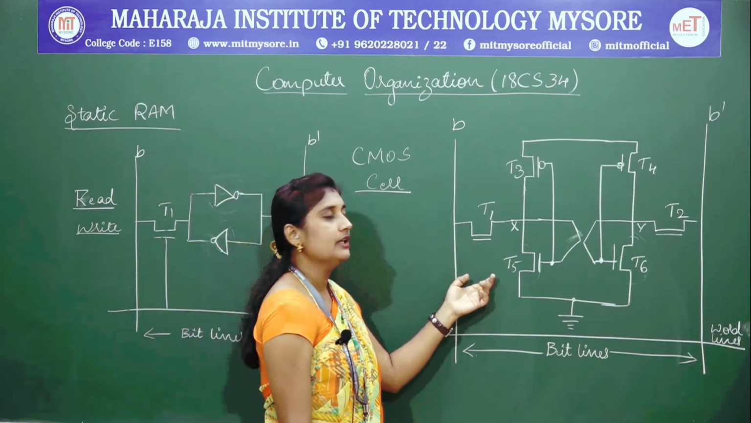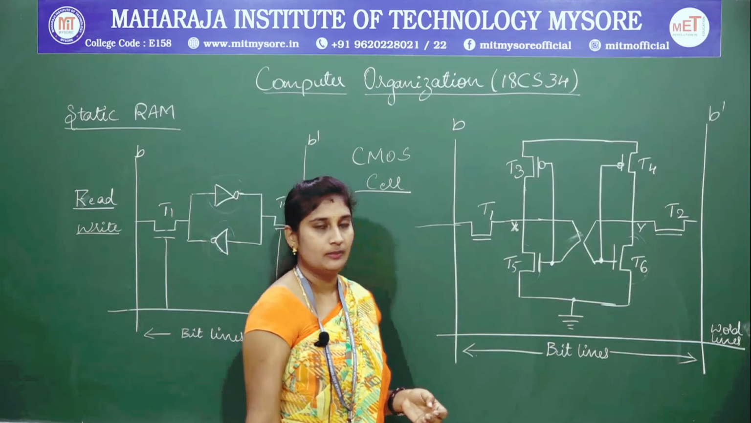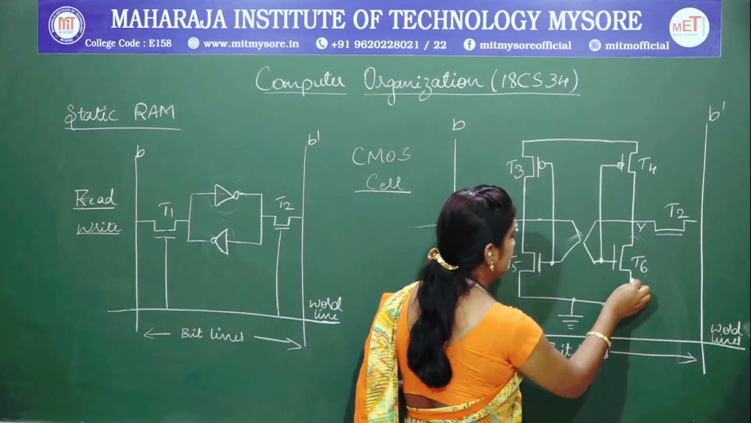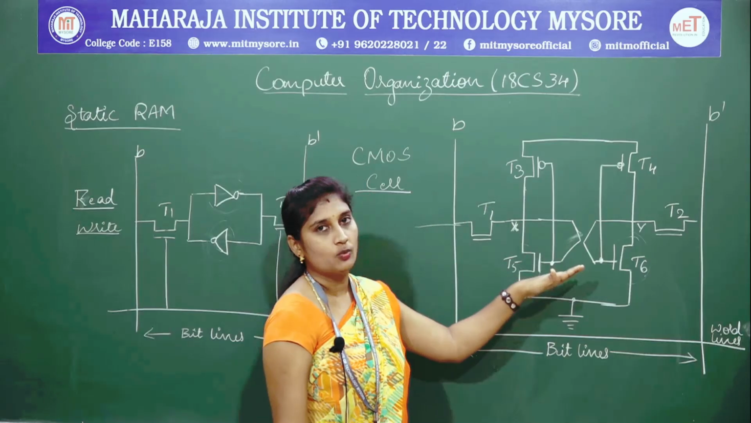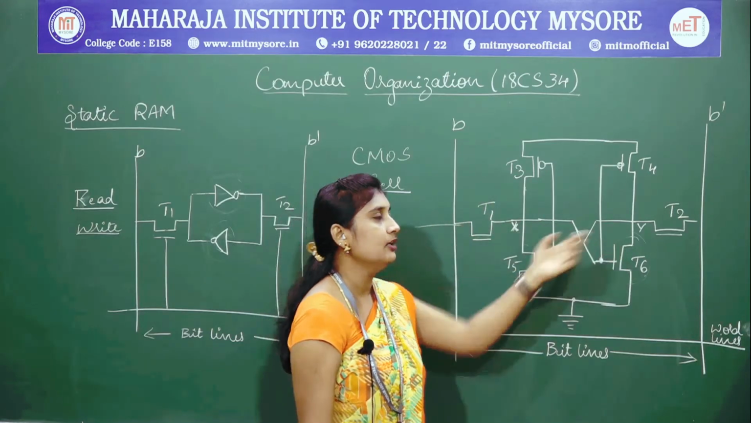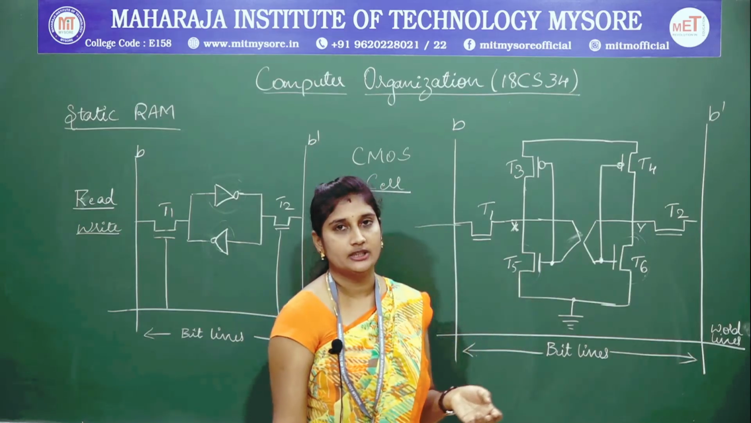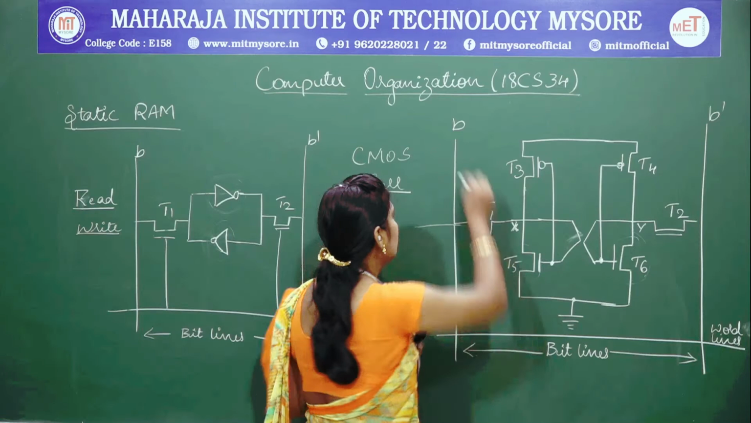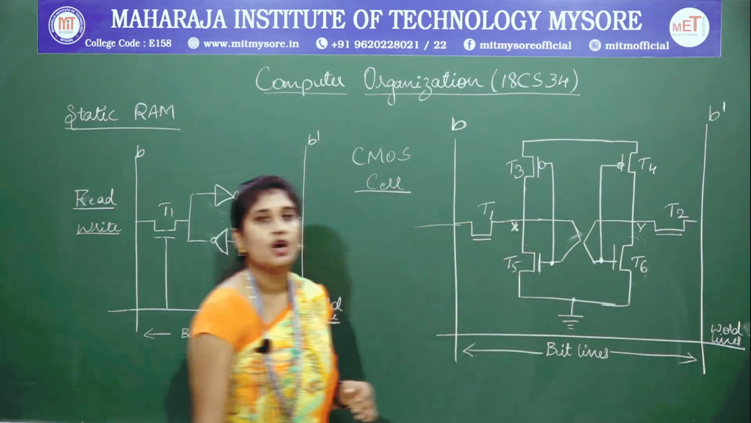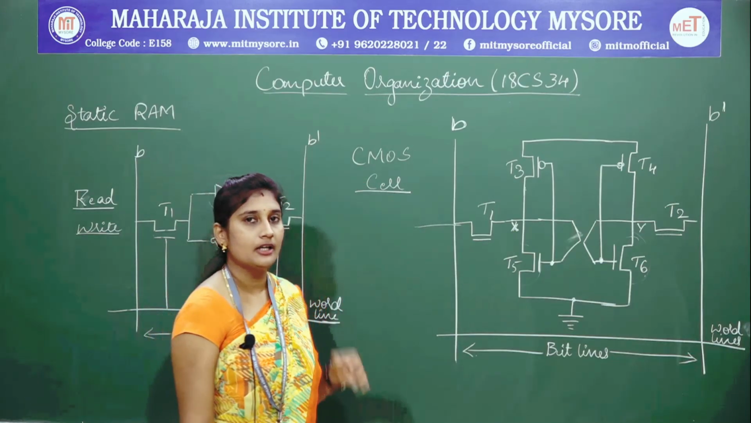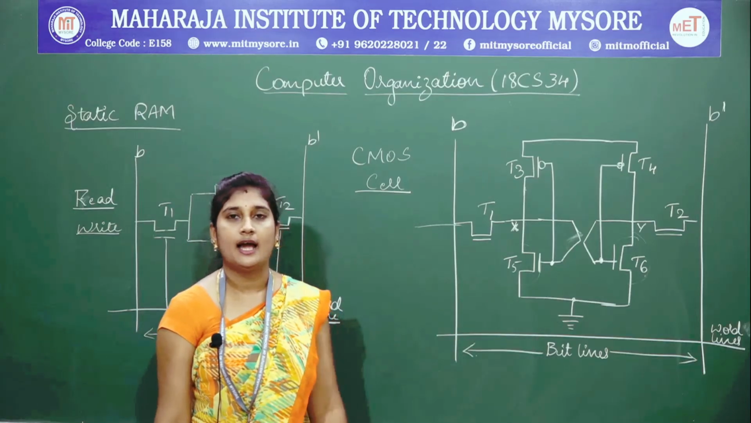Next, if it is in state 1, the point X will be on, and T5 and T6 will be on. So when T5 and T6 are on in state 1, the transistors T1 and T2 will be closed, and whatever contents you want to read from the cell will be read and sent to the bit lines B and B dash. The corresponding sense or write circuit will amplify it and send it to the bit lines when the word line gets activated.